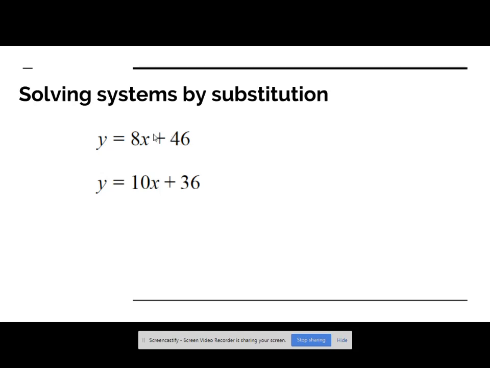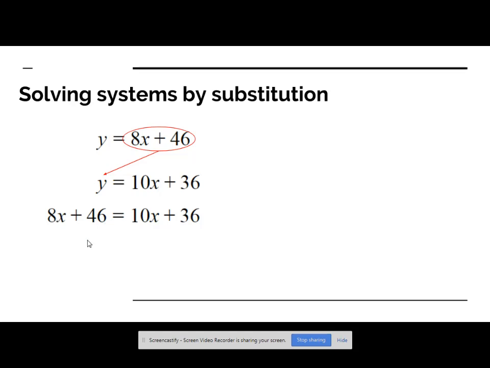But if we take that y equals 8x plus 46 and we replace this y with 8x plus 46, so we substitute. Instead of writing y here, we're going to write whatever y equals. We're going to get one equation with one unknown. We already know that y is the same as 8x plus 46, so we're just substituting 8x plus 46 for y in the second equation.